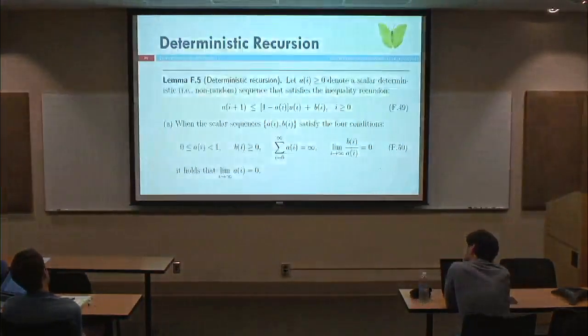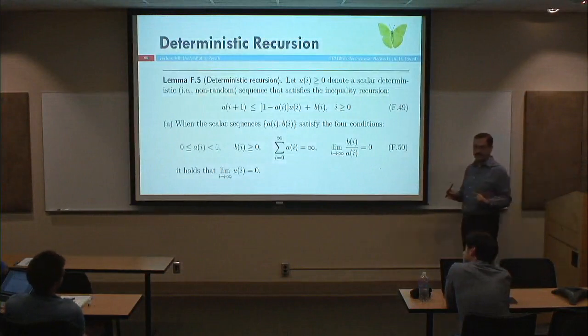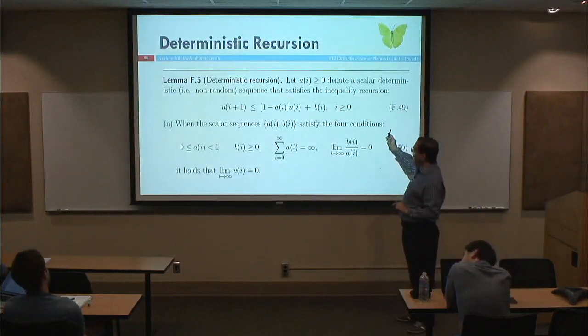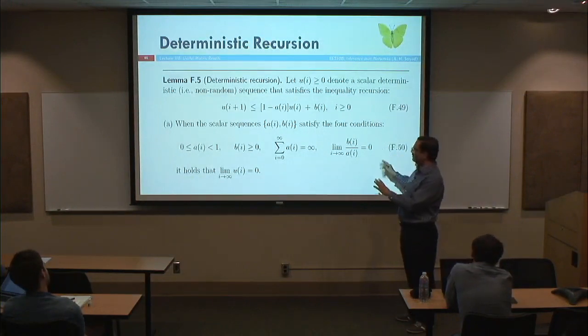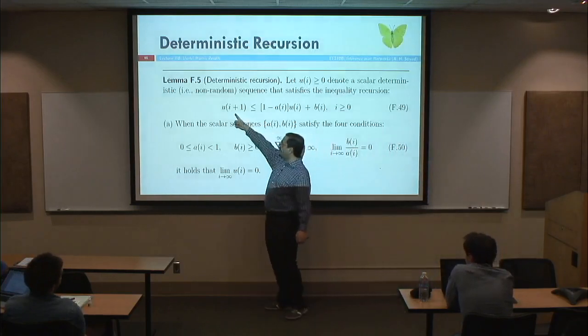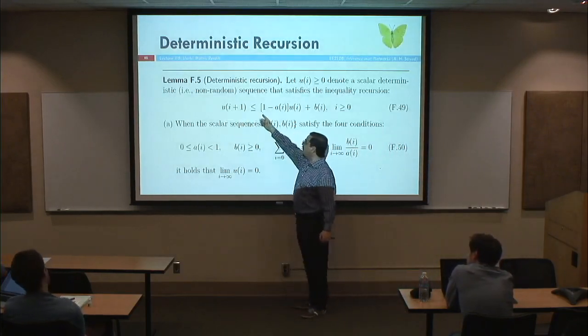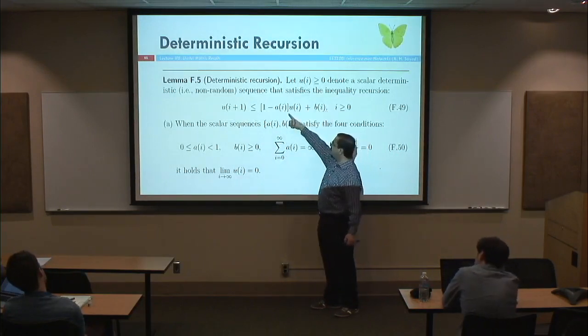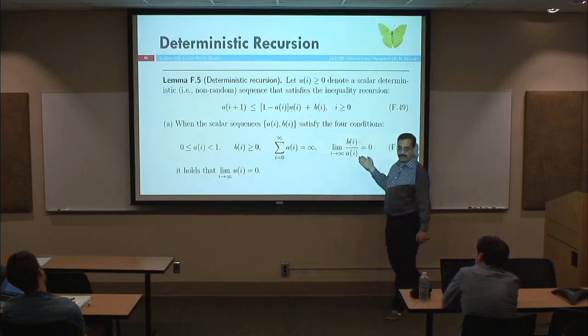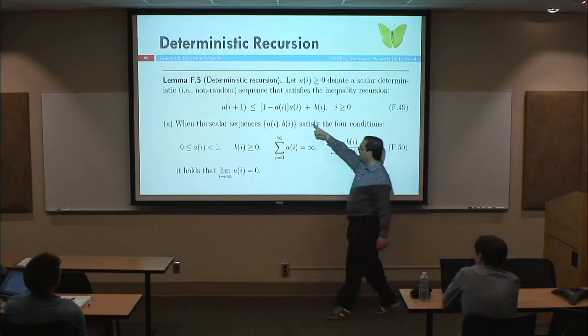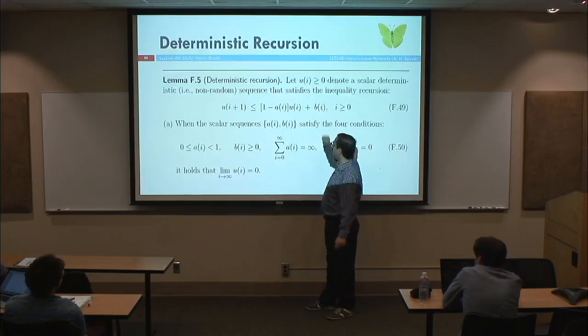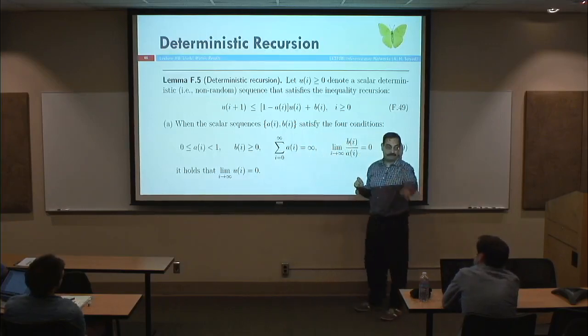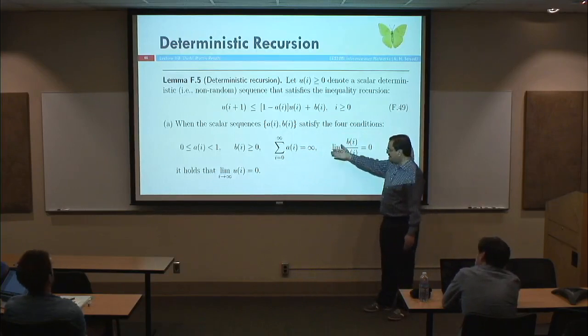You can read them, and the final result I want to show you is this, and then we are going to break. The final results are, there are two recursions that we are going to encounter. I'm just stating the results here. If I have a recursion, this is a deterministic recursion. The new value is upper bounded by a coefficient times the old value plus a driving sequence. And if the sequences A and B satisfy certain conditions, the values of A are between 0 and 1, B is always non-negative, the sum of A adds up to infinity, meaning this series diverges, but B over A converges.